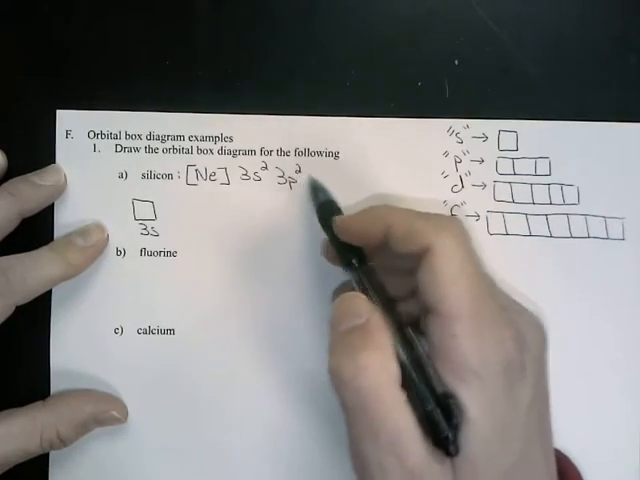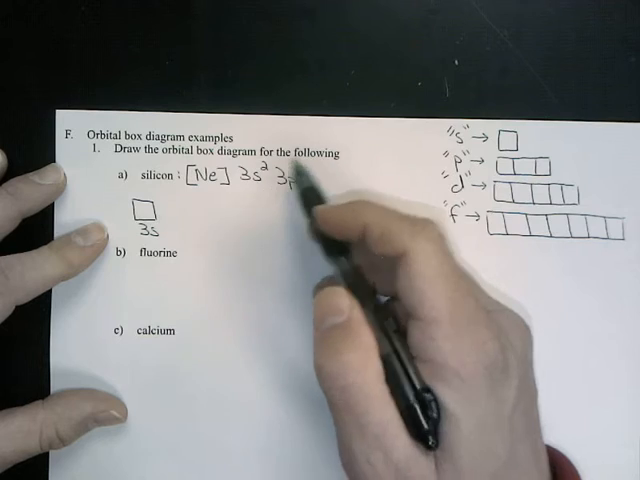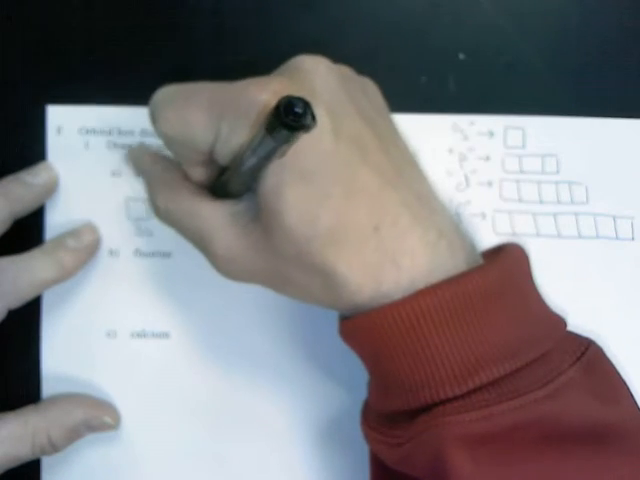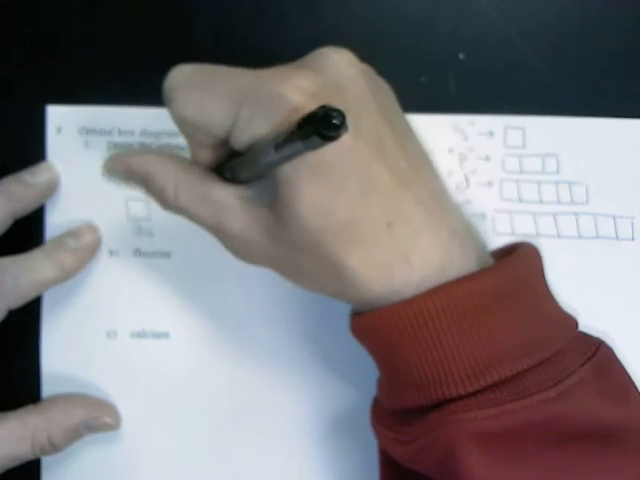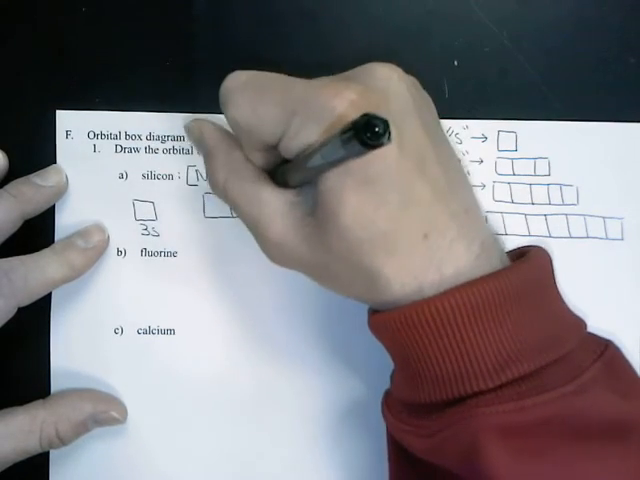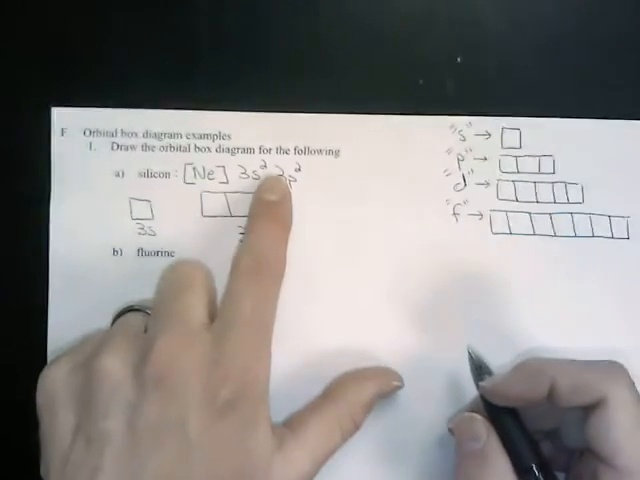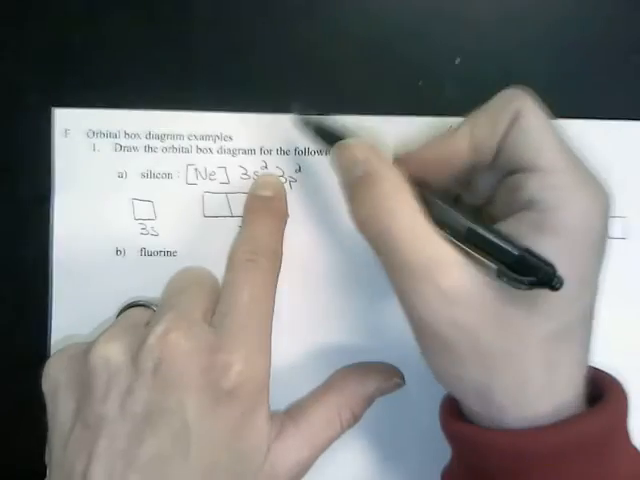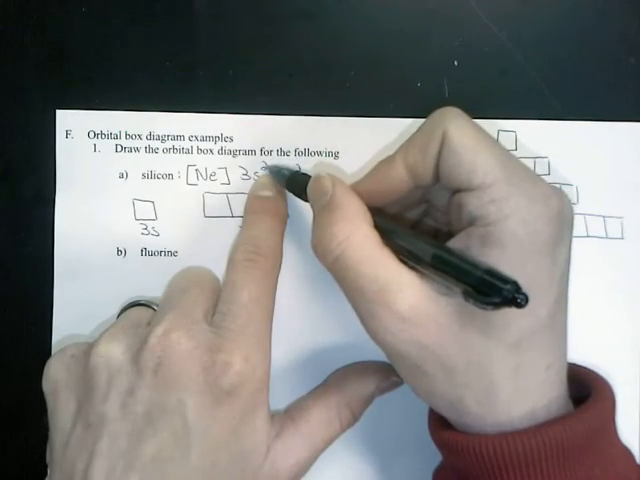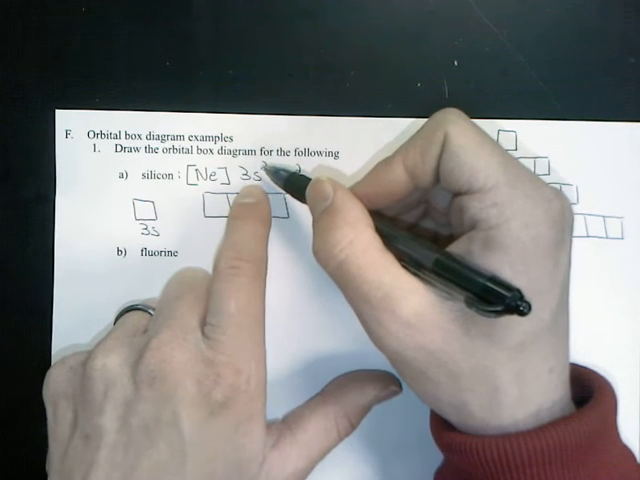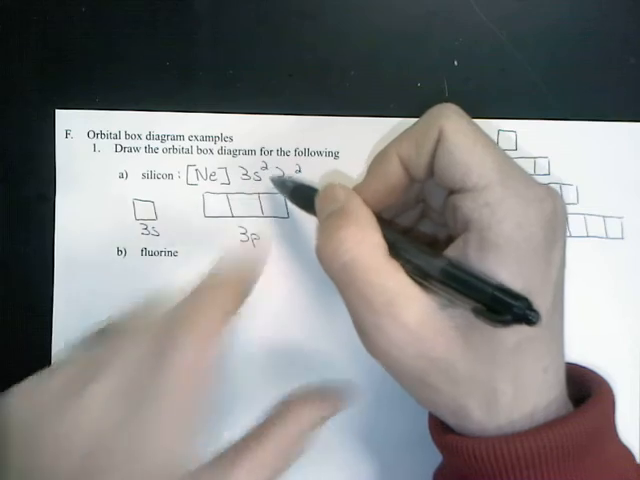Then we have our 3p level. We go over here, we need 3 boxes for our 3p, and again, we label it so we know it's a 3p level. And then we have to look at our superscript to tell us how many electrons go in those boxes. Okay, so in the 3s level, there are 2 electrons.